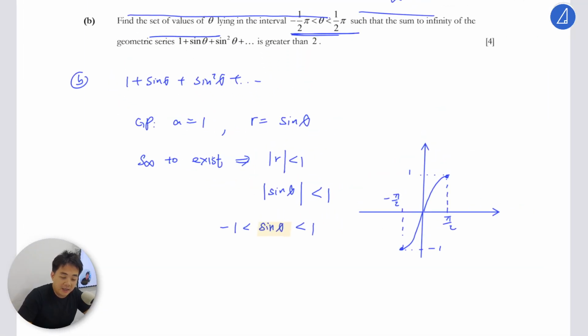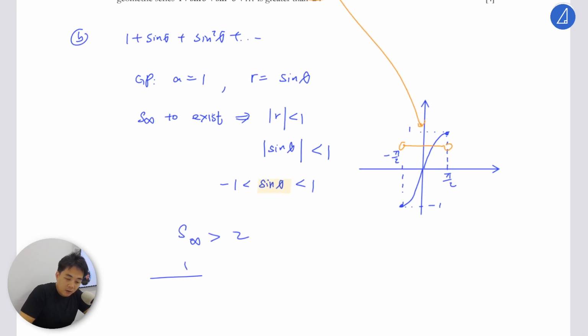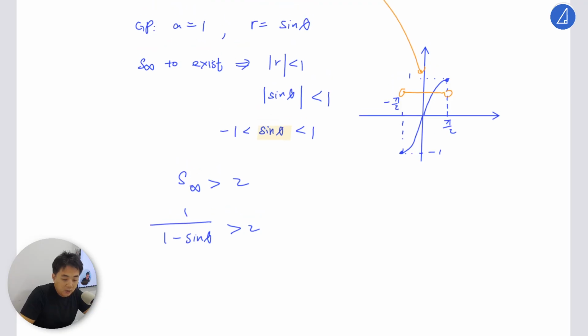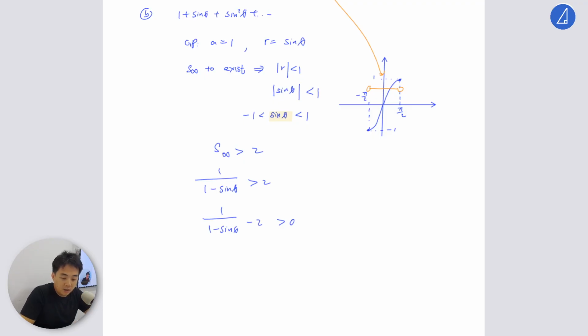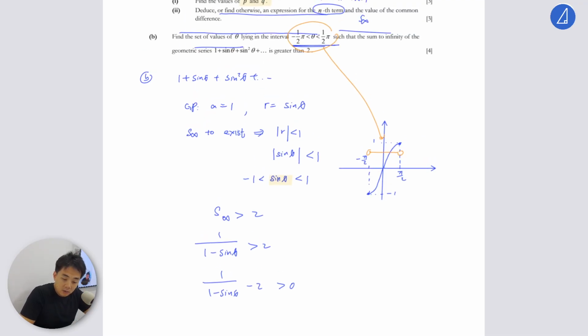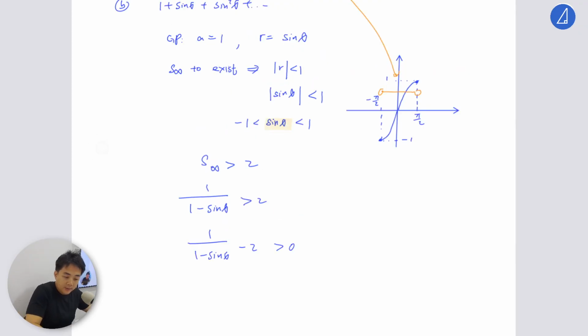They never ask us to find the range of theta, but anyway. Now, what they want is the sum to infinity to be greater than 2, right? So this will be 1 over 1 minus sine theta greater than 2. Oh, this is tough. So 1 over 1 minus sine theta minus 2 bigger than 0. Then I think we just use a graph to solve this. This one, I'm just going to use a graph and solve it.